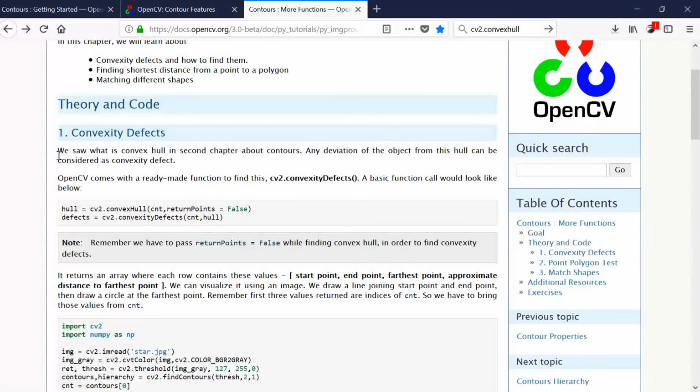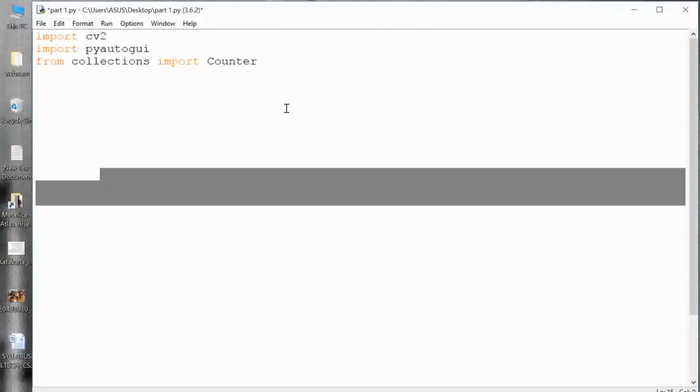What are convexity defects? We saw what the convex hull is in the second chapter about contours. Any deviation of the object from this hull can be considered a convexity defect. So this is the gist of it: we are going to find the contour, then the hull, and then the defects.